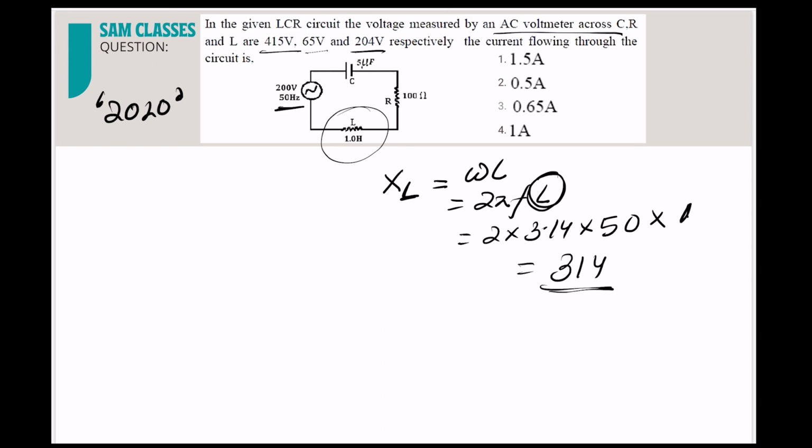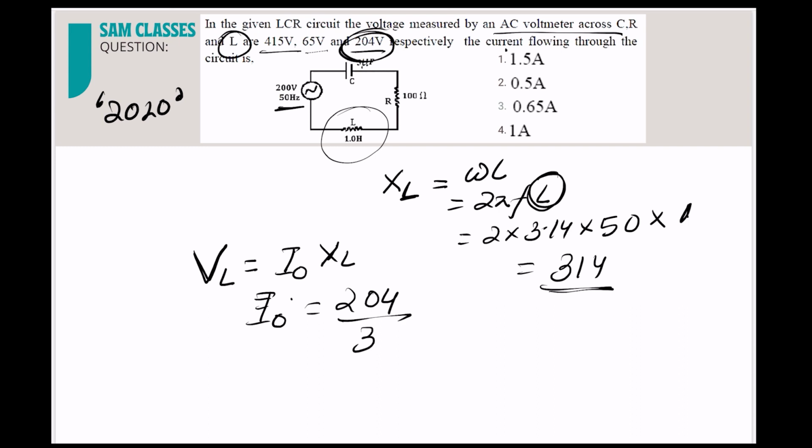Correct. Now I told you voltage across inductor is equal to I naught into XL, correct? So I naught is equal to voltage, which is 204, divided by 314. If you solve it, you'll get 0.65 ampere. That's it. Clear? You could have done it by taking a resistor or a capacitor also. Same thing, very simple formula, very simple thing, okay?